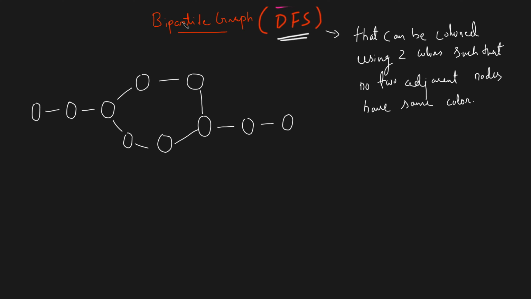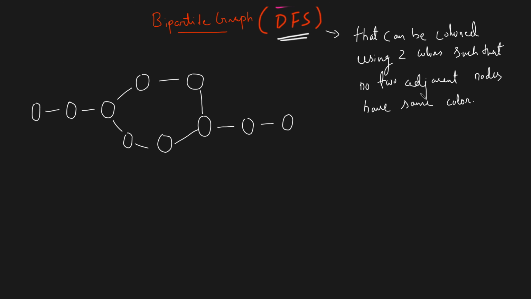So in this video, we are going to learn about bipartite graphs. Now what is the definition of bipartite graphs? A graph that can be colored using exactly two colors, such that no two adjacent nodes have the same color. That is the definition of a bipartite graph.